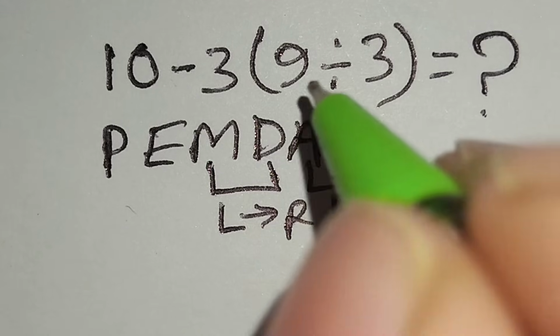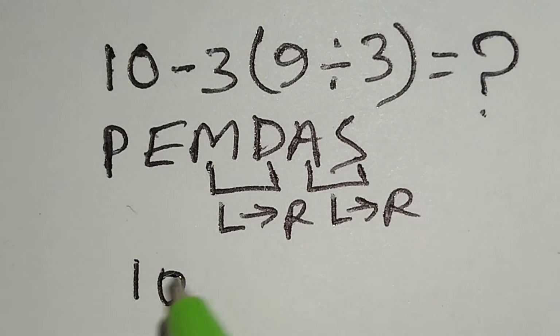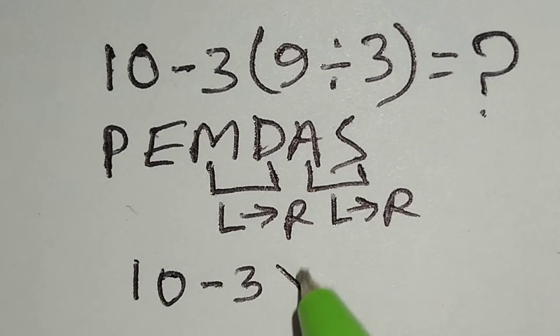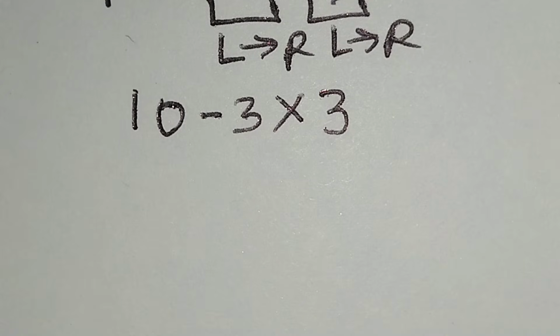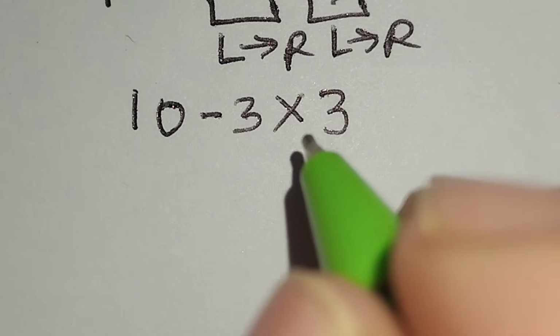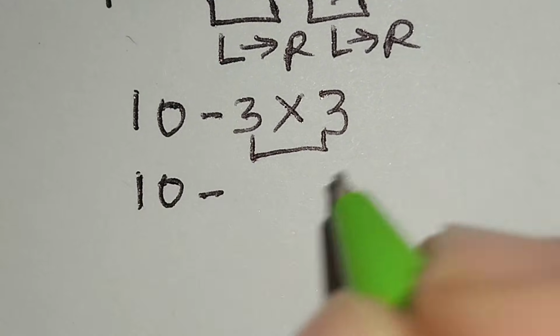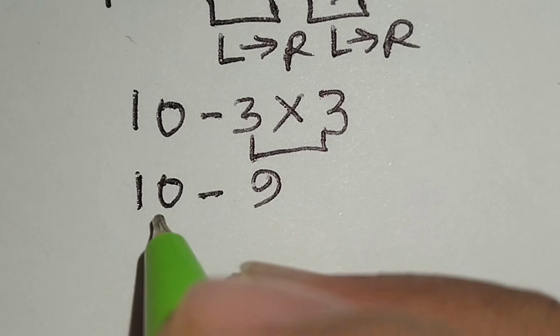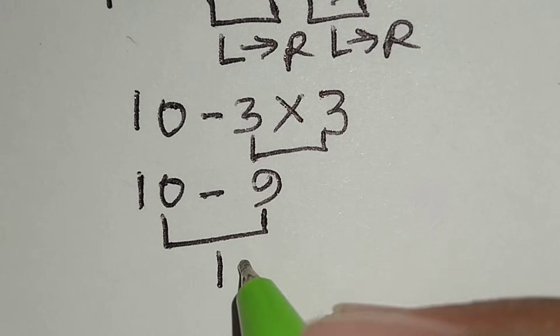Therefore, at first we have to work with this parenthesis. Here 10 minus 3 multiply 9 divided by 3 gives us 3. According to the order of operation, now I have to work with this multiplication. Here 10 minus 3 times 3 gives us 9. 10 minus 9 gives us 1. And this is correct answer.